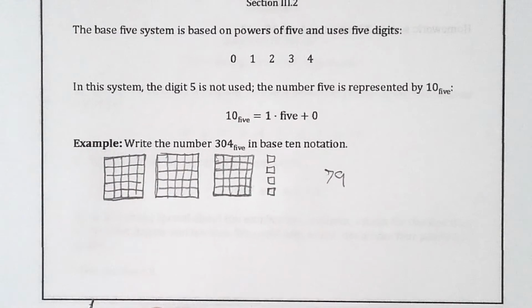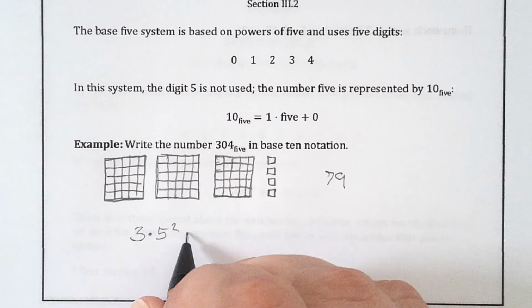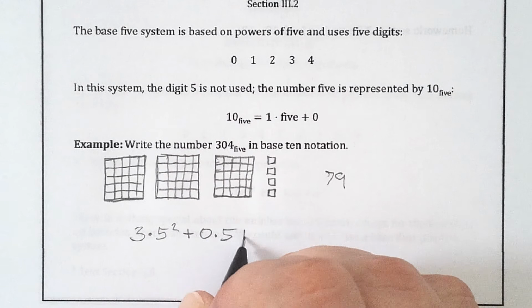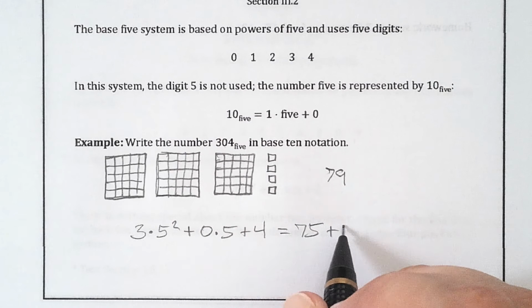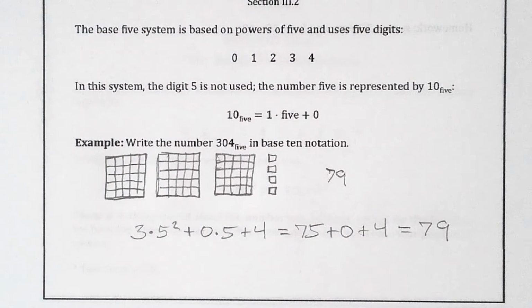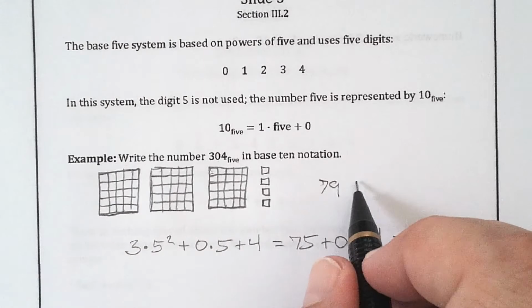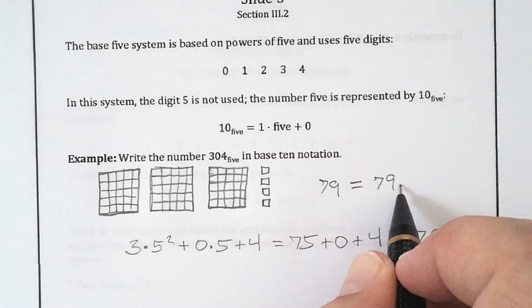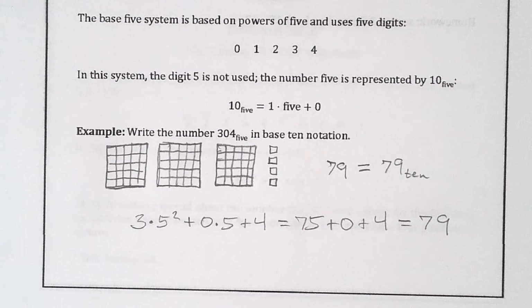But I could also just use expanded notation: 3 times 5 squared plus 0 times 5 plus 4. That's 75 plus 0 plus 4 is 79. And of course, when I write 79 without the little base by it, that means base 10. But just for clarity, I can also say 79 base 10. Whenever we write one of our own numerals, it's kind of like there's a little invisible 10 by it.